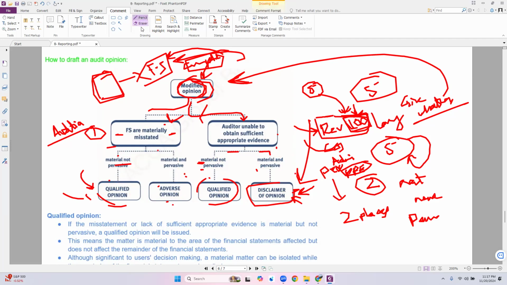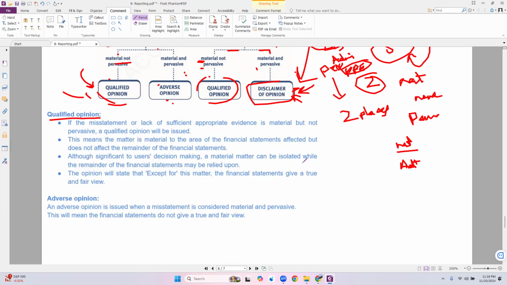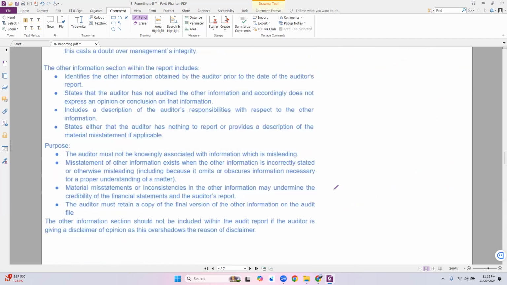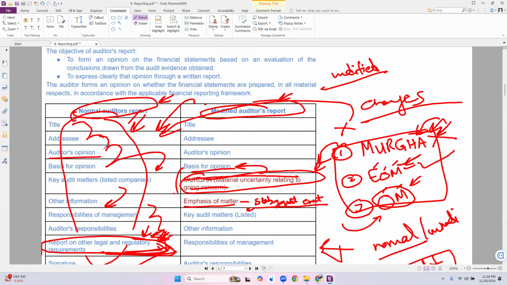A very important point is this. Whenever the auditor is giving a qualified opinion, there are some changes made to the audit report. First of all, you remember in the auditor's report, the first paragraph was regarding what? It was regarding the auditor's opinion, right? Yes. So when you are giving a qualified opinion, the name of this paragraph will change to qualified opinion. Instead of writing the name auditor's opinion, the name would be qualified opinion.